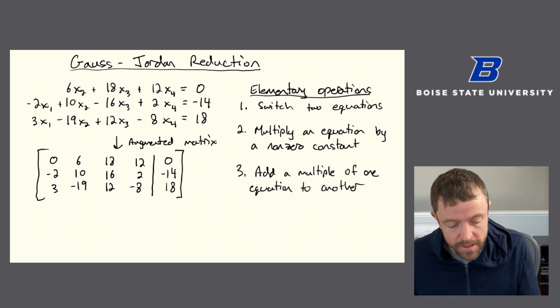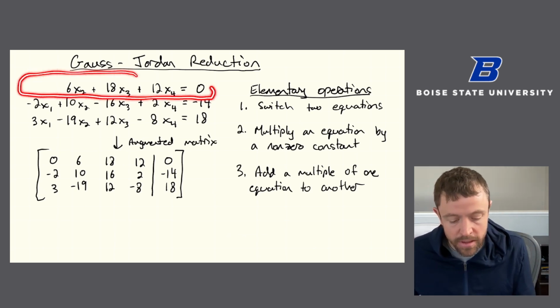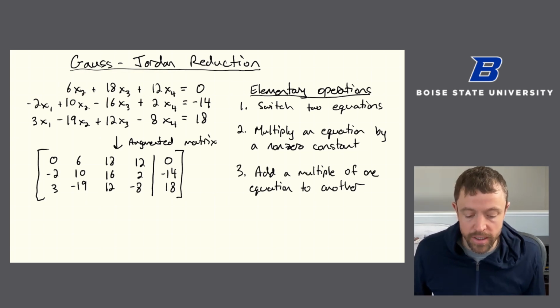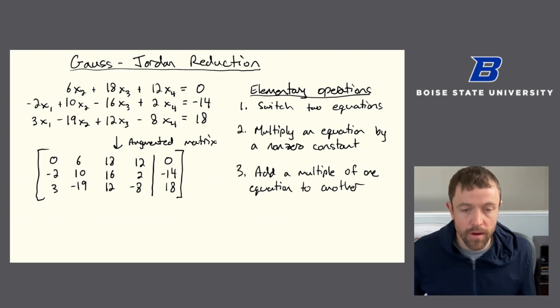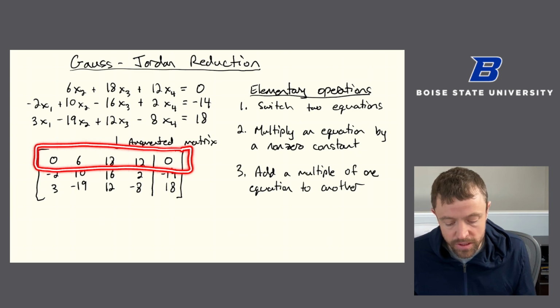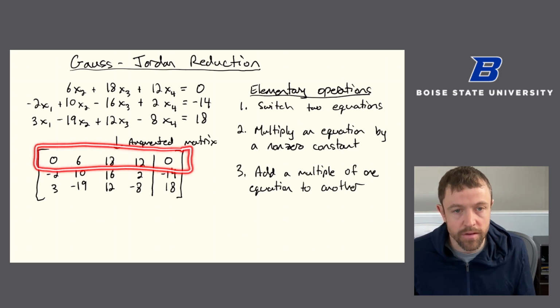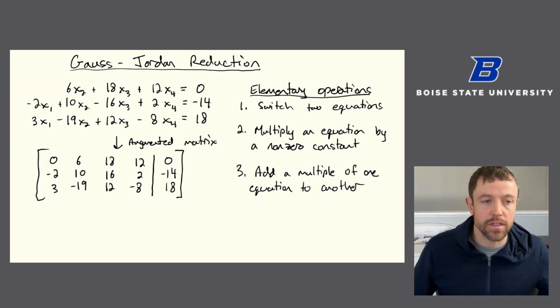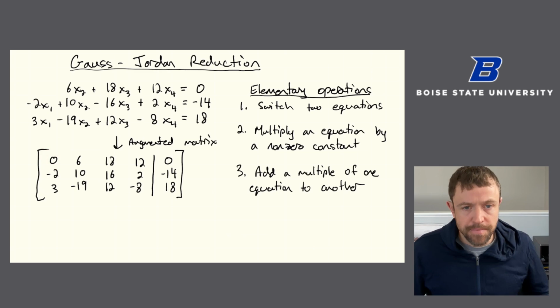So what I've done here is, for instance, this first equation, 6x2 + 18x3 + 12x4 = 0, I've written all the coefficients down as the row 0, 6, 18, 12, 0. This 0 is the coefficient that would have appeared on x1 if we had written it out. And so I convert my system into an augmented matrix.